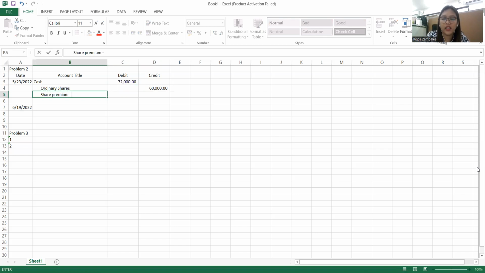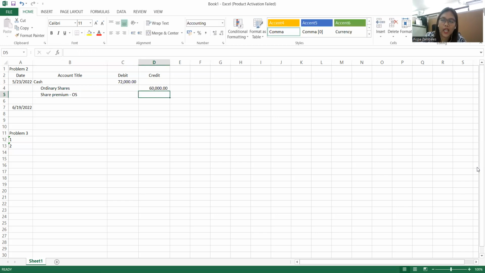Before, when we were studying, this was known as additional paid-in capital. Okay, so when the Corporation Code changed, it was already called share premium. Then the difference will now be 12,000. I hope you can follow.